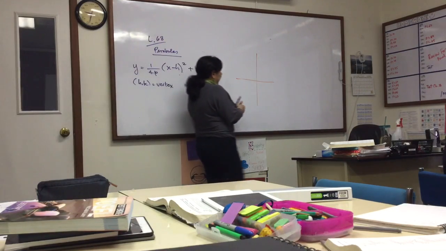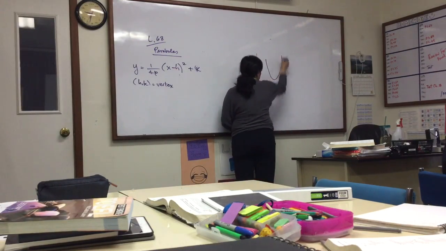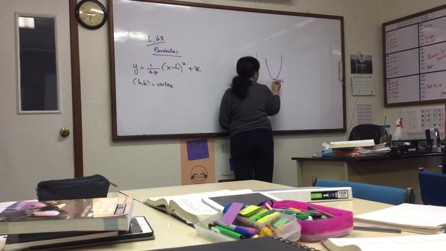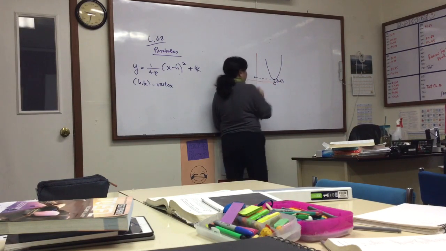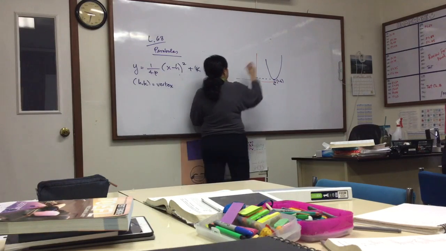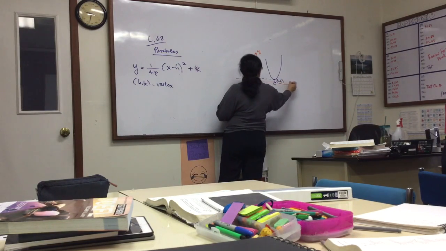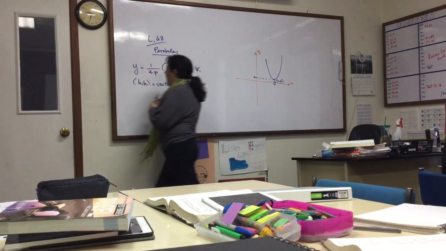So let's say that your parabola is here. This one will be H comma K, meaning this is H right here, and this one right here would be K. Do you agree? Right. So this is Y and this is X.